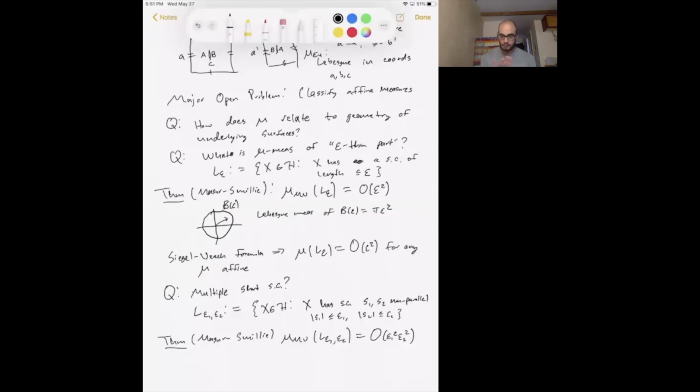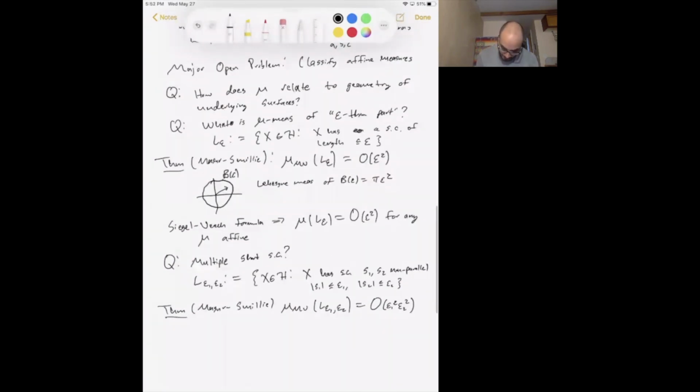And it's the same general idea that you have these two independent saddle connections, and you get a factor of epsilon 1 or epsilon 2 squared from each of those. Okay, so then the theorem that I proved is generalizing this to any measure. So mu of L epsilon 1, epsilon 2 is big O of epsilon 1 squared, epsilon 2 squared for any affine measure mu.